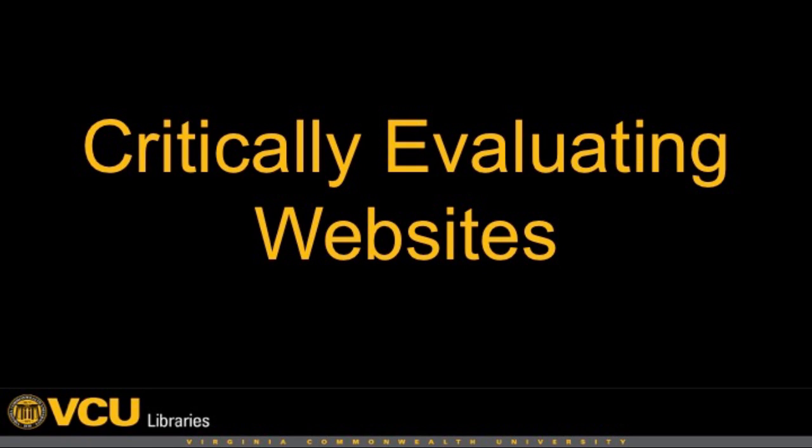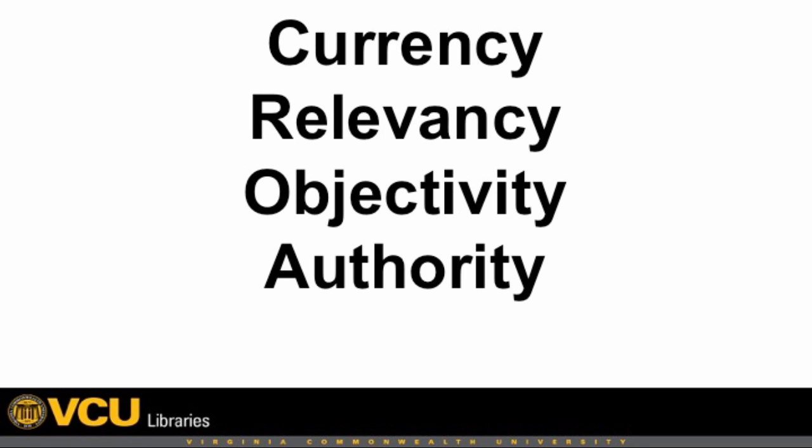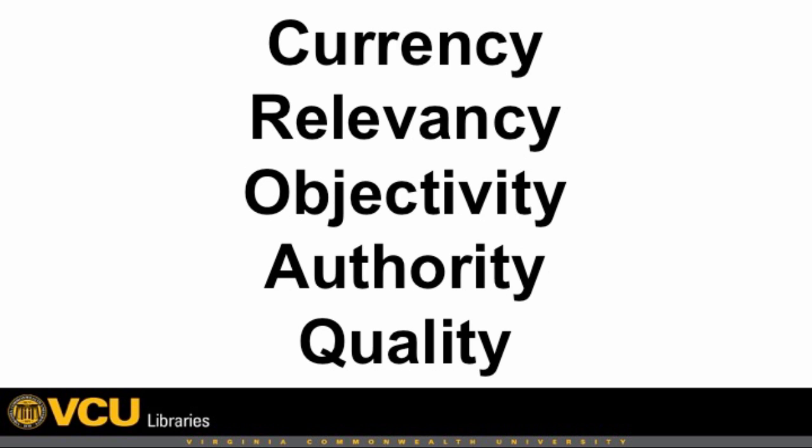Critically evaluating websites is a process that takes time and practice to master. Here you'll find basic tips for identifying credible sources on the internet that are suitable for an academic research paper. I'll show you how determining currency, relevancy, objectivity, authority, and quality can help you master evaluating information you find online.